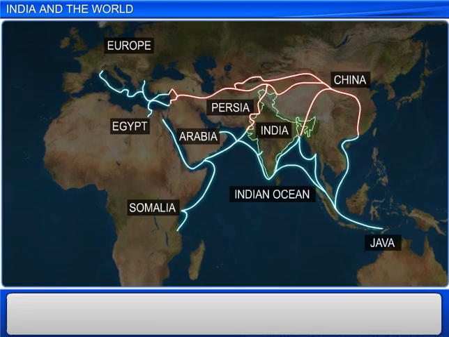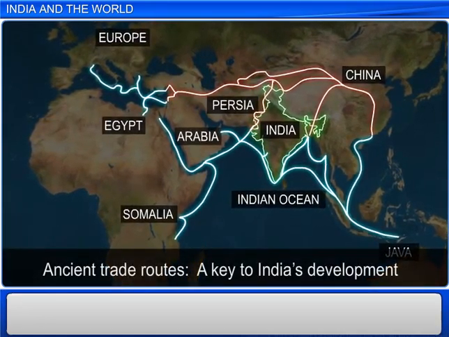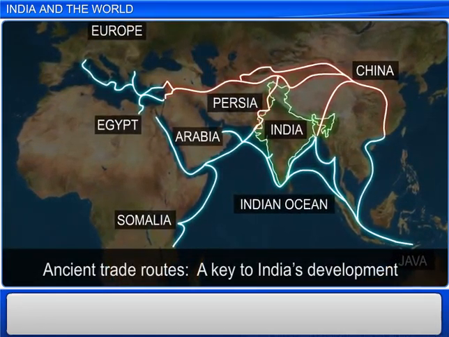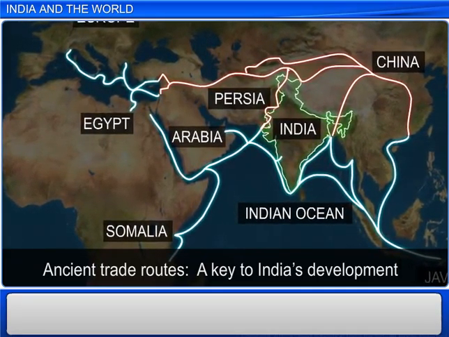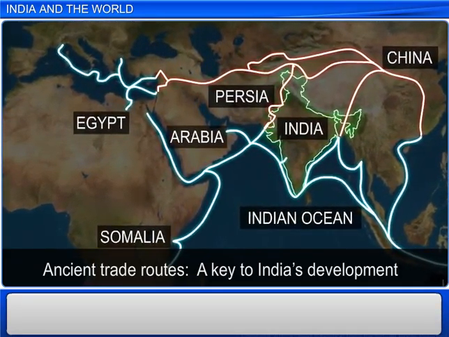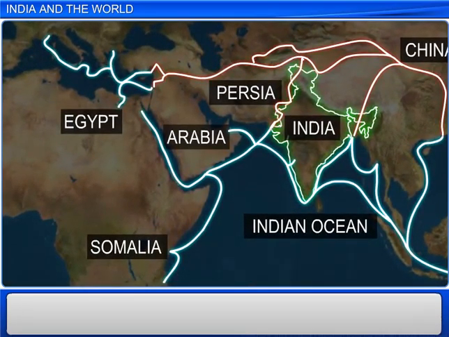To conclude, you can see that trade routes through the land and sea played a key role in the intellectual and architectural development of India. And all this was possible only because of India's strategic location on the map.